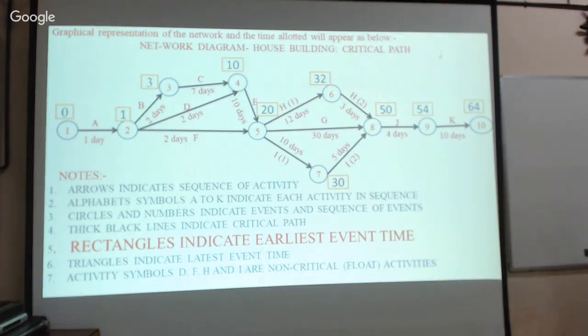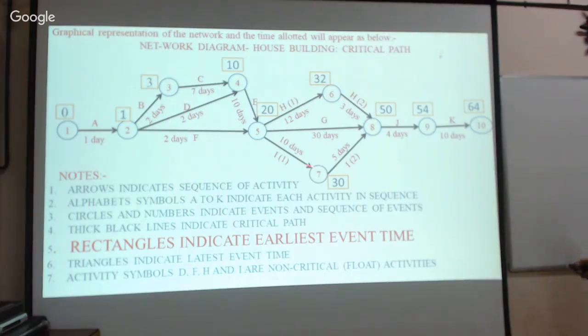Therefore, to do this activity, to reach event number 8, extra time is available. How much time is available? 15 days available. That is the extra time available to do these two activities.